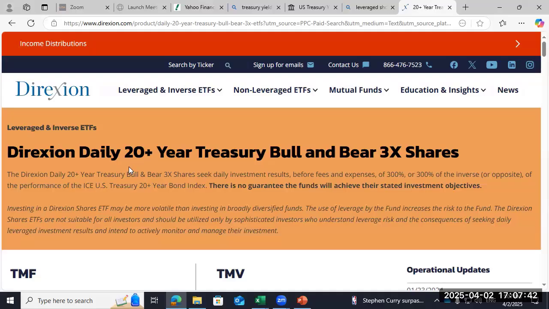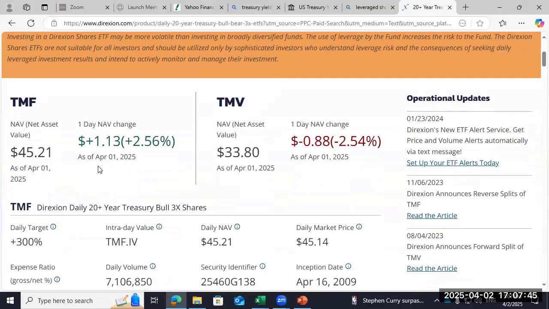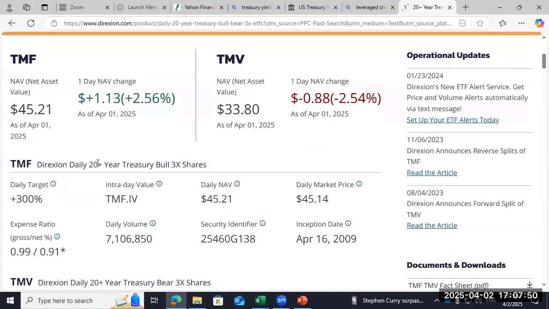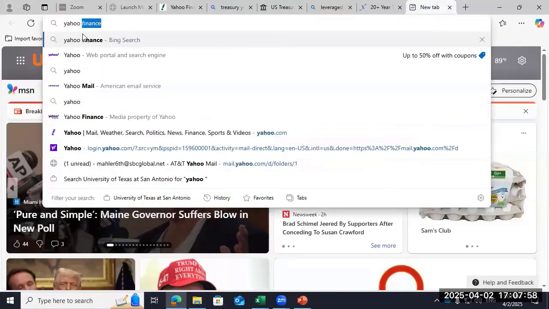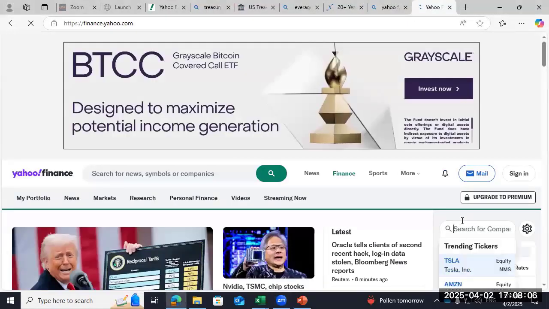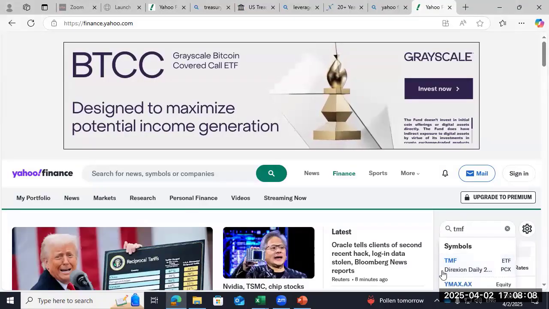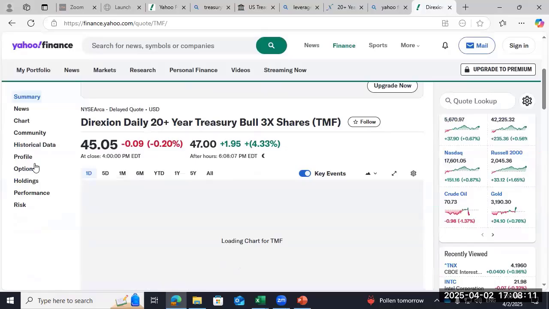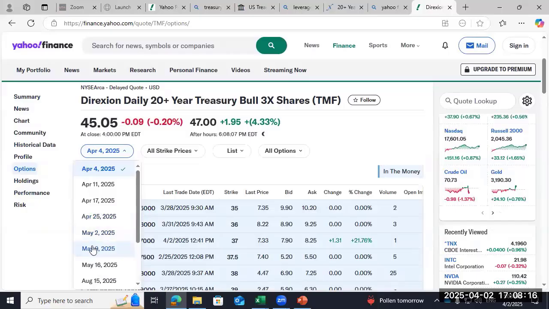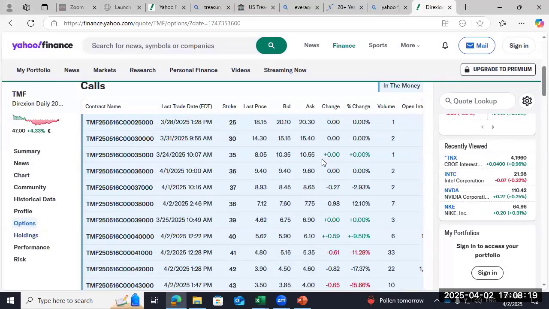Well, did they give us the ticker on this thing? I don't see the ticker. It should be in here somewhere. They should tell us the ticker, shouldn't they? Maybe that's it. TMF. And we can look. There it is. Let's see. They have options on it. But yeah, they have call options.